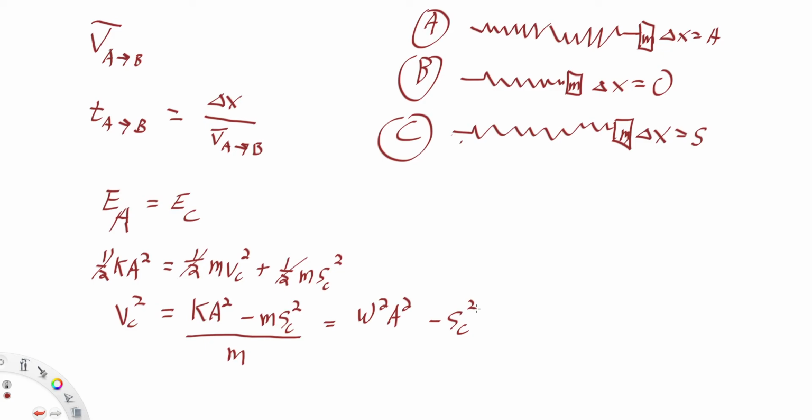So, in one sense, it's easier to talk about the average v squared than it is to talk about the average v, right? Because v squared is going to go smoothly from 0 to like omega squared A squared as delta x squared goes from A squared to 0.